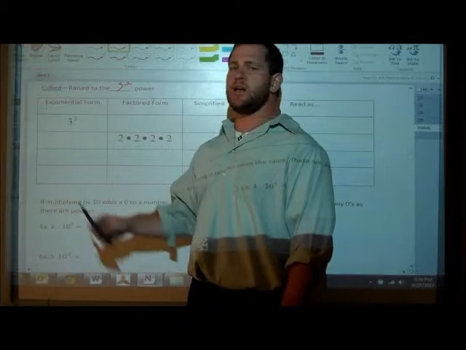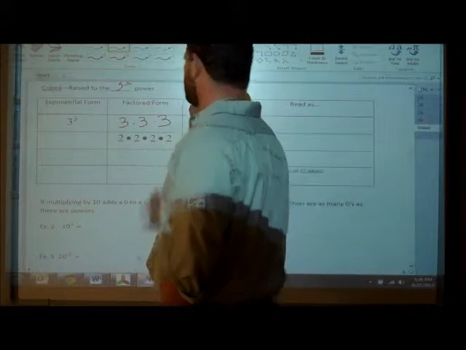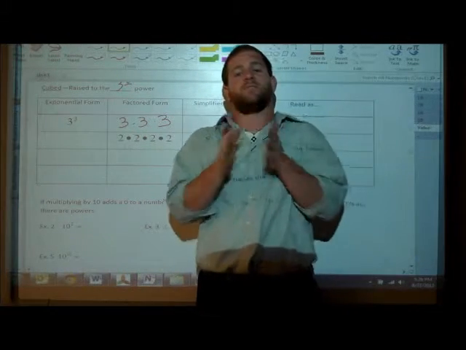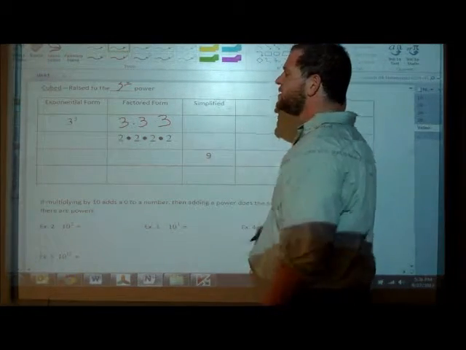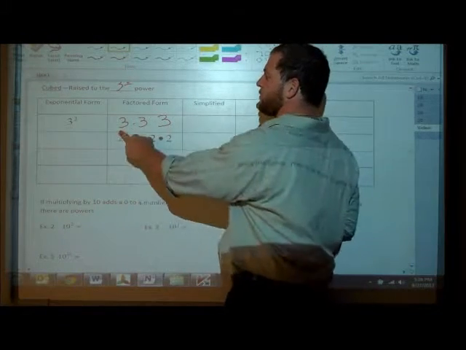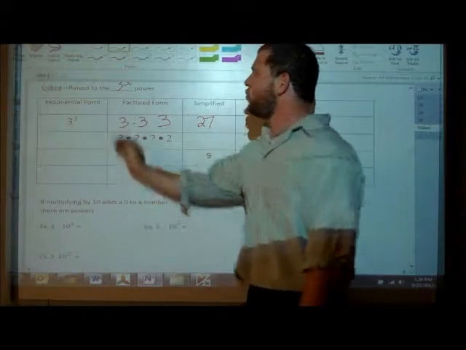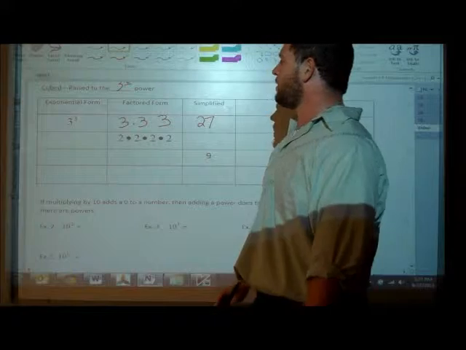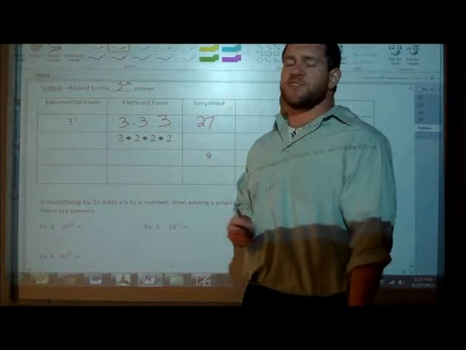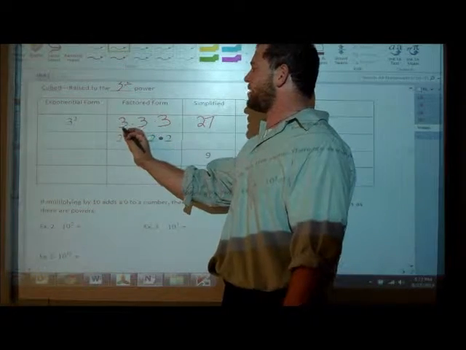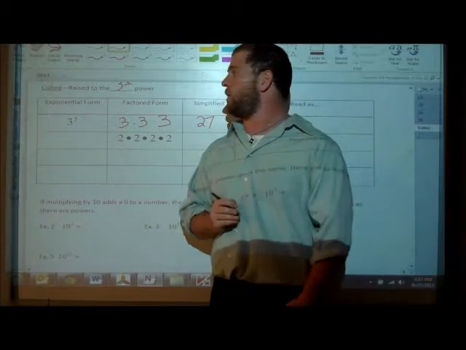So 3 to the third is going to be 3 times 3 times 3. That's the factored form. The factored form is expanded. When you are asked for the simplified form, it means you actually need to do the math. 3 times 3 is 9, times 3 is 27. So if I say, what is 3 to the third? Most of the time, when you use it in math, you're going to be asked to get 27. But sometimes, on your homework, you're going to be asked to give me 3 times 3 times 3. That's going to show me that you know what you're doing.